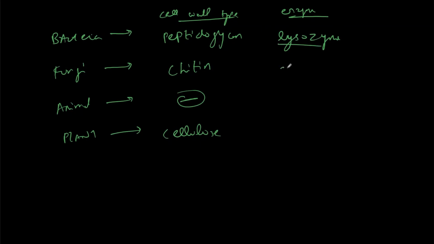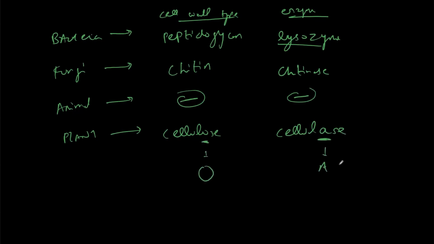Then for chitin, we have chitinase. Since animals do not have it, they will not break open upon the shear force. And for cellulose, we have cellulase. Just one difference: in cellulose there is an O, and here it is an A.